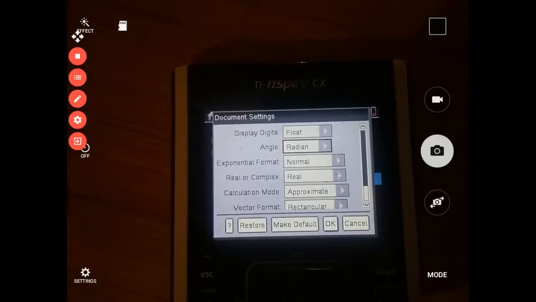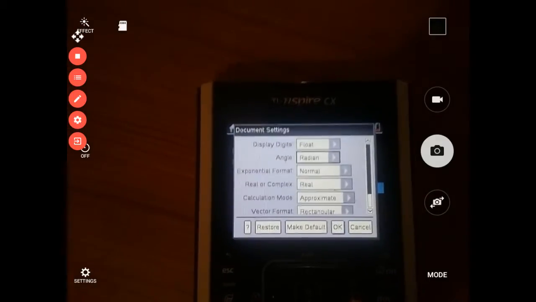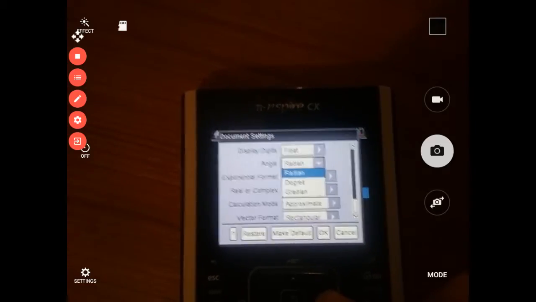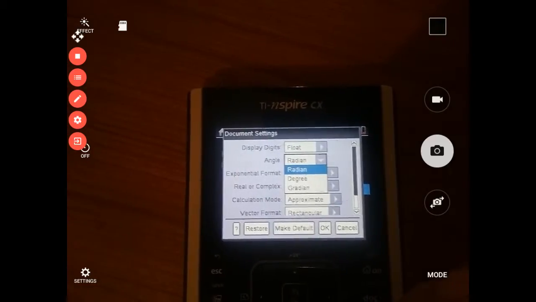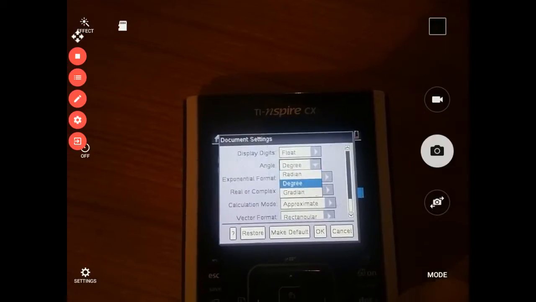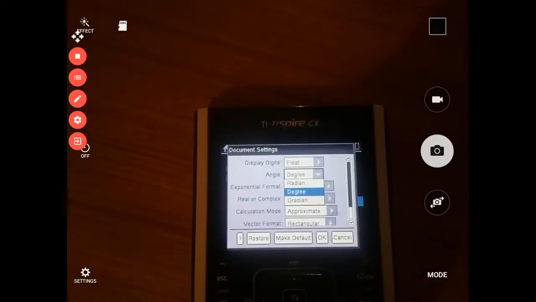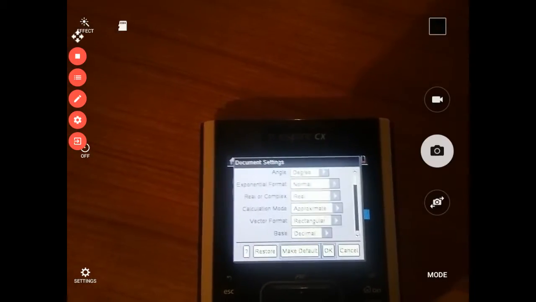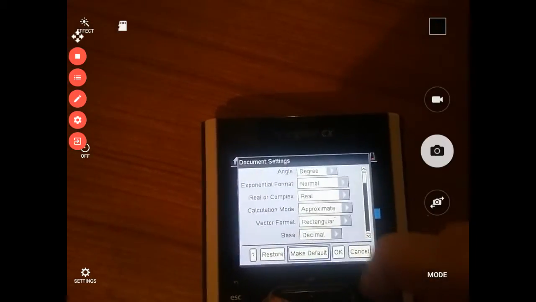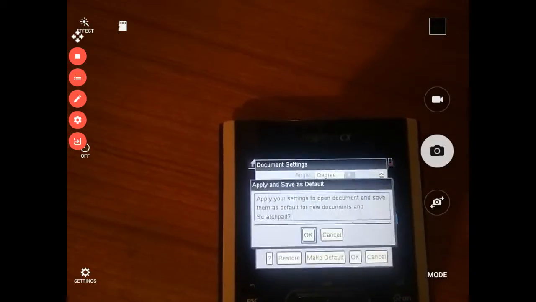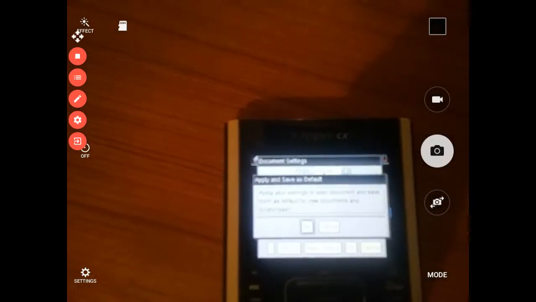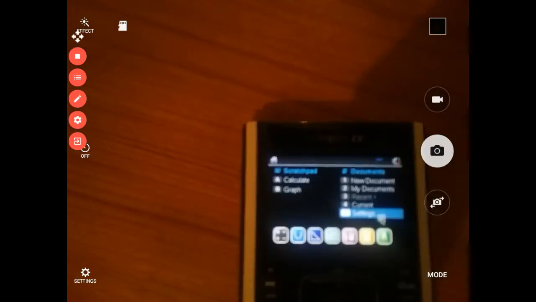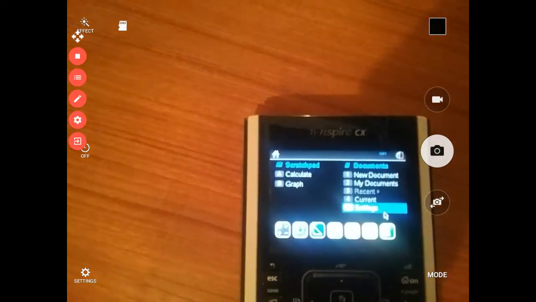You can see that black bar around the setting. Then I'm going to hit sideways on it, and I have 3 choices: radians, degrees, and gradians. Don't worry about what radians and gradians are right now. Hit degree, press enter. Then we're going to scroll down and make that the default. Hit enter, apply these to open documents and new documents and Scratchpad. Yes, we want to do that. So now we are in degree mode.